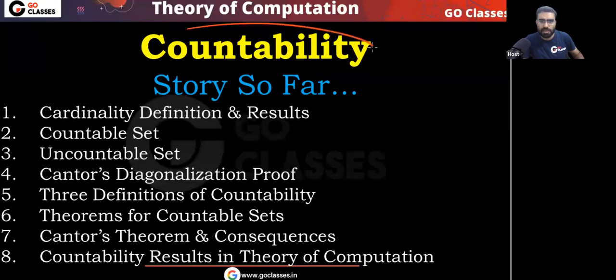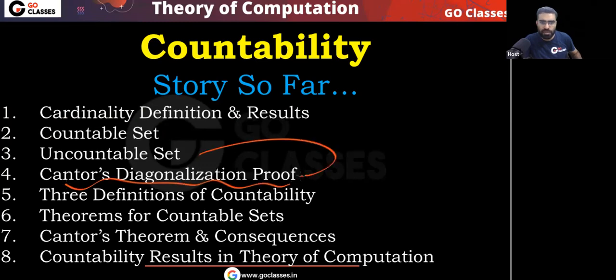In this playlist, we have covered the idea of cardinality, the definition of cardinality, the results related to cardinality. We have seen what is a countable set, an uncountable set, and Cantor's diagonalization proof. Using Cantor's diagonalization proof, we have proved many uncountable sets. We have proved that the set of real numbers is uncountable. We have seen three different definitions of countability. Also, we have seen theorems for countable sets.